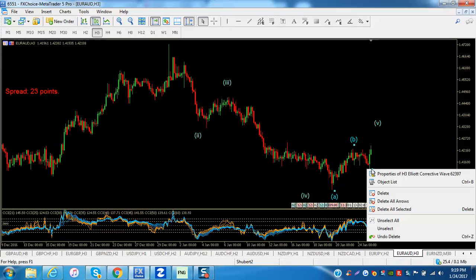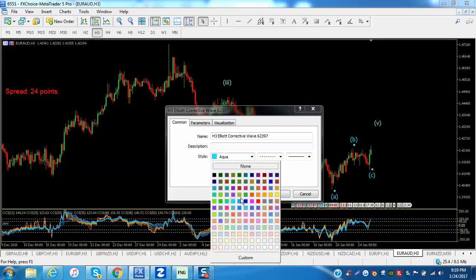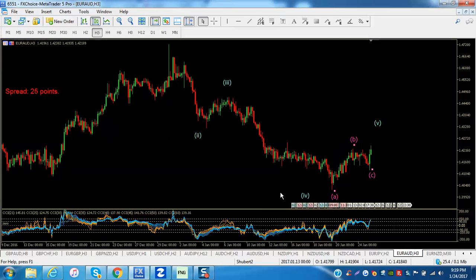And we'll change the color of that since it's the same color as the motive wave labels. Whatever, we'll pick something. There you go, nice purple. So ABC. Whether this is a 1, 2, 3 or whether this is an ABC, either way this is going up more, and I will be watching it.